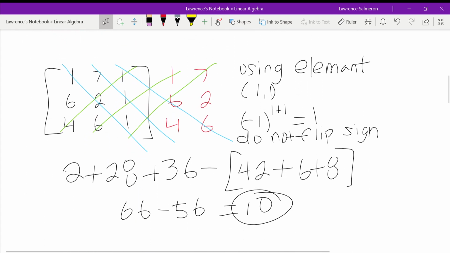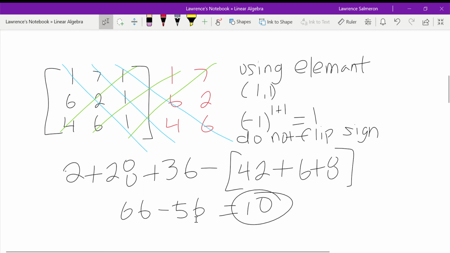And if you remember, the quick way I gave you guys of doing this is you take the first 2 rows and you write them on the outside of the minor matrix. And then you simply draw your diagonals and you add going from left to right, and then you subtract going from right to left. So I did 1 times 2 times 1 is 2. 7 times 1 times 4 is 28. 1 times 6 times 6 is 36. Minus 7 times 6 times 1, 42. 1 times 1 times 6 is 6. 1 times 2 times 4 is 8. So when I do that, I get 66 minus 56, which is 10.